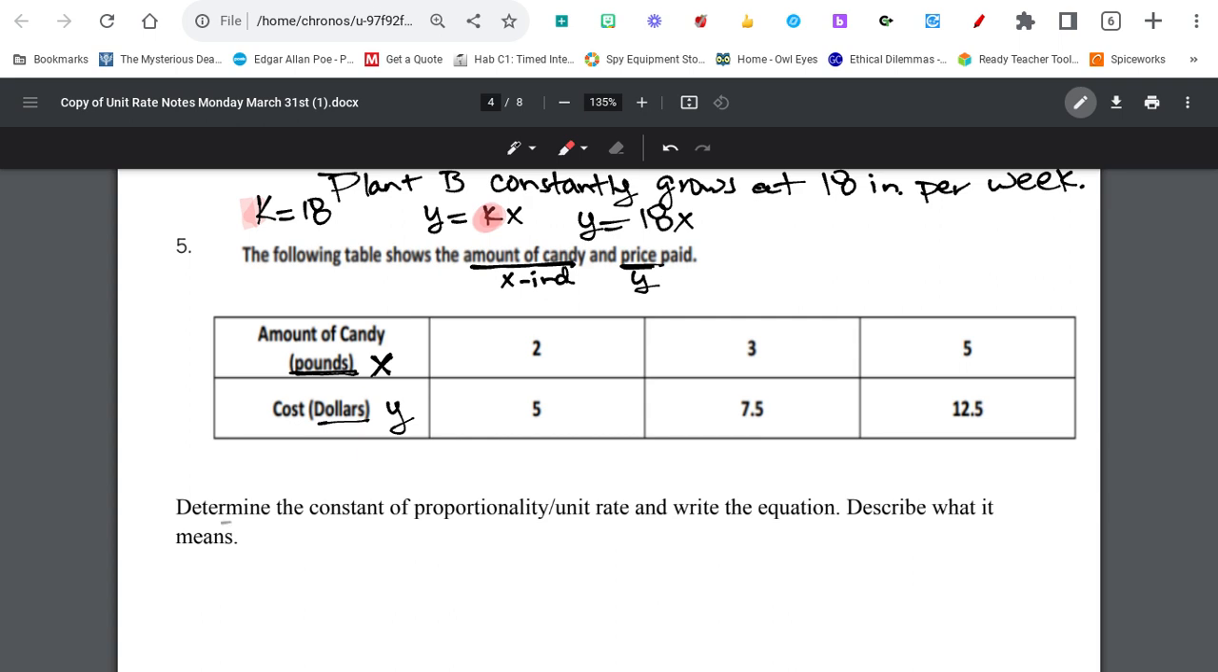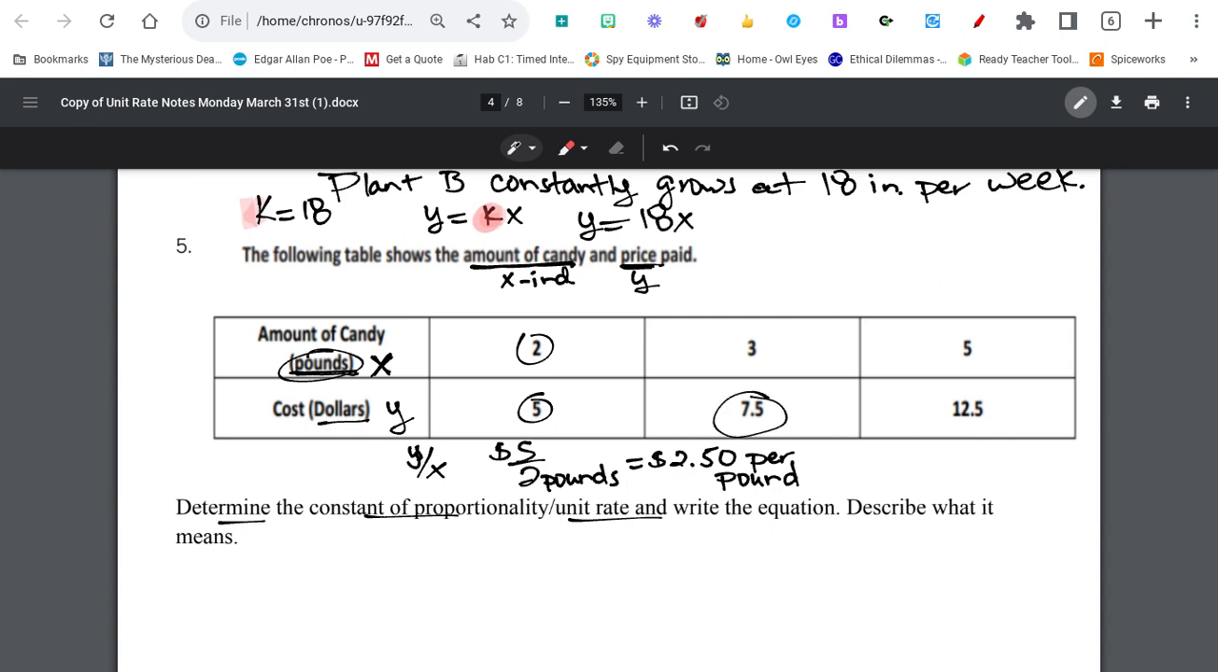All right, so it says determine the constant of proportionality or unit rate. So I'm going to assume that it's proportional then. So I'm just going to check each y divided by x. So that's going to be 5 divided by 2. If you take 5 and divide it by 2, you end up with 2.5. But 5 is dollars, guys. Let me put the symbol in it. 5 is dollars, and 2 is the amount of pounds. So when I divide this, I end up with 2.5, which means you add a zero, make it look like money. That means it's $2.50 per pound. So the candy is $2.50 per pound.